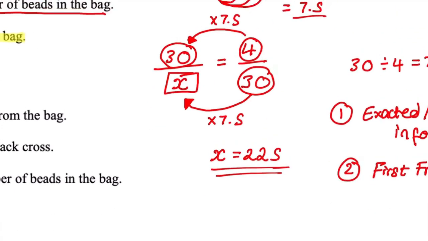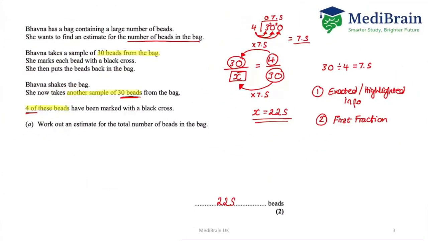And then after that, because we've got 7.5, you then multiply by 30 to get what x is, which is 225. Because 4 to get to 30, we multiply by 7.5. 30 to get to x, we have to do the same because it's equivalent fractions. That's why we multiply by 7.5 to get 225 as your answer.